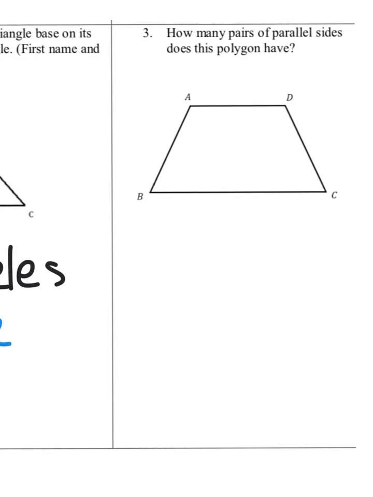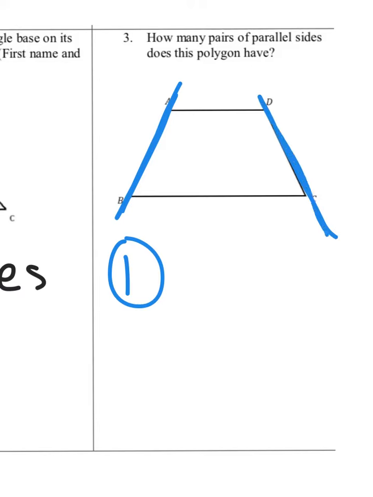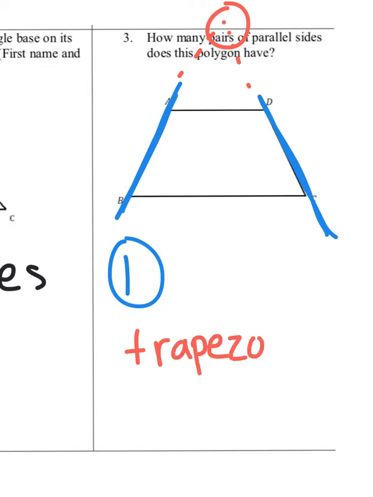For number 3, it says, how many pairs of parallel sides does this polygon have? So we know that the top one, which is line AD and BC, that's 1 pair of parallel sides because they will never touch. If we do the 2 sides, this is AB and DC. Eventually, though, they will meet at the very, very top, and they intersect. So this is called a trapezoid, and it only has 1 pair of parallel sides.